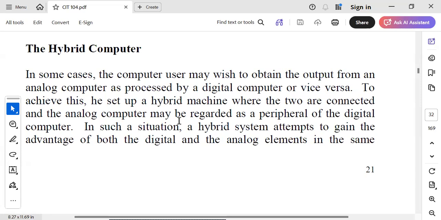Okay. The hybrid computer. Can you hear me? Can you all hear me? I'm on the road. We can continue.